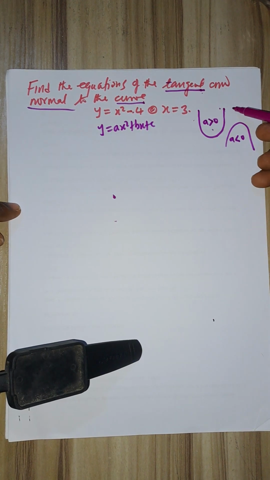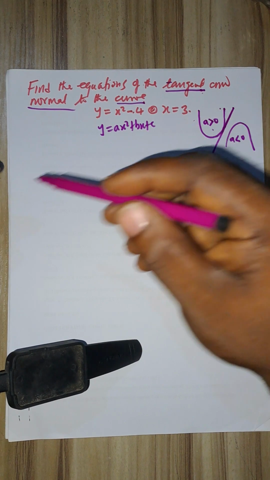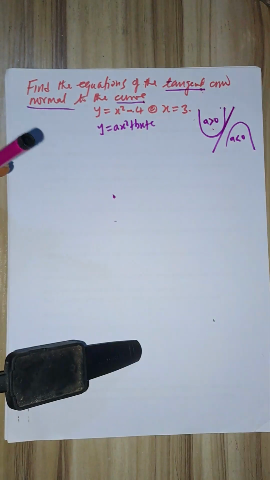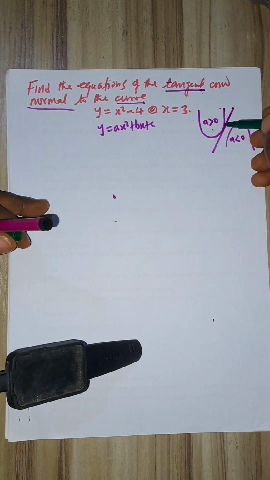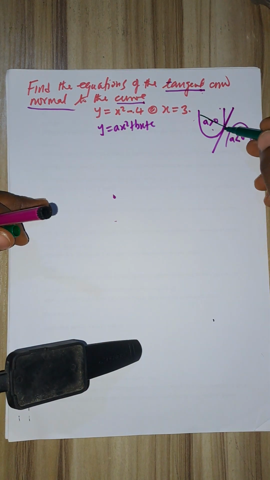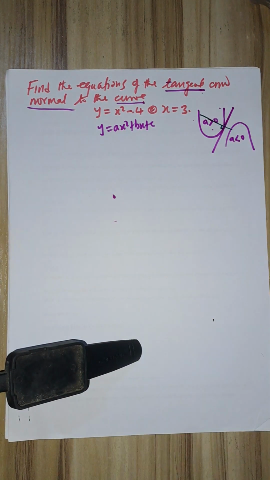Now a tangent is a line that touches this curve without cutting it. So when we say a line is normal to this curve, let me use another color. Normal is normal to this tangent. It touches it at an angle of 90 degrees. That's what it means. So we need to understand this now.